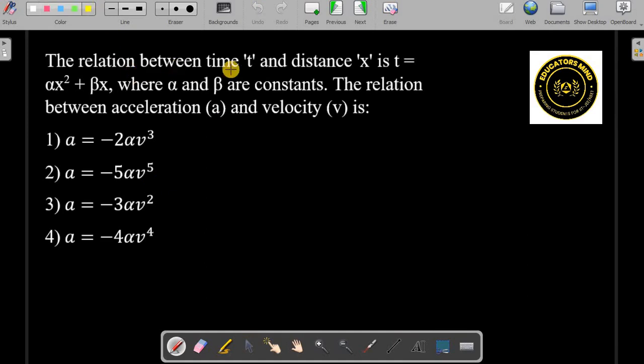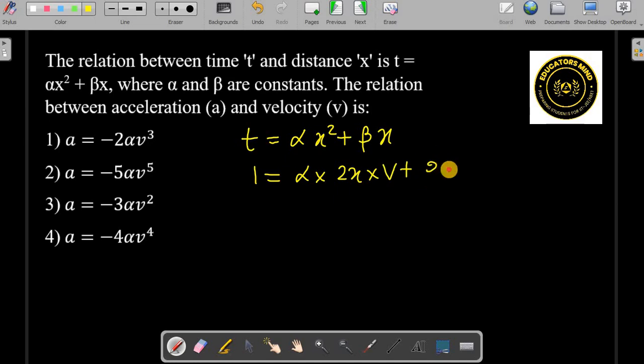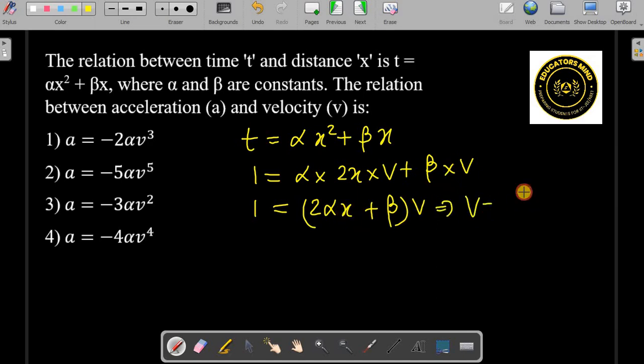Next question, the relation between time and distance x is this. Time is equal to alpha x square plus beta x, where alpha and beta are constants. Find the relation between acceleration and velocity. So differentiate time with respect to time: alpha x square with x gives 2x, then x with time is velocity. Similarly beta comes out, x with time is velocity. So here we can take 2 alpha x plus beta common, this is the velocity, right? So we can write this velocity as 1 by 2 alpha x plus beta.